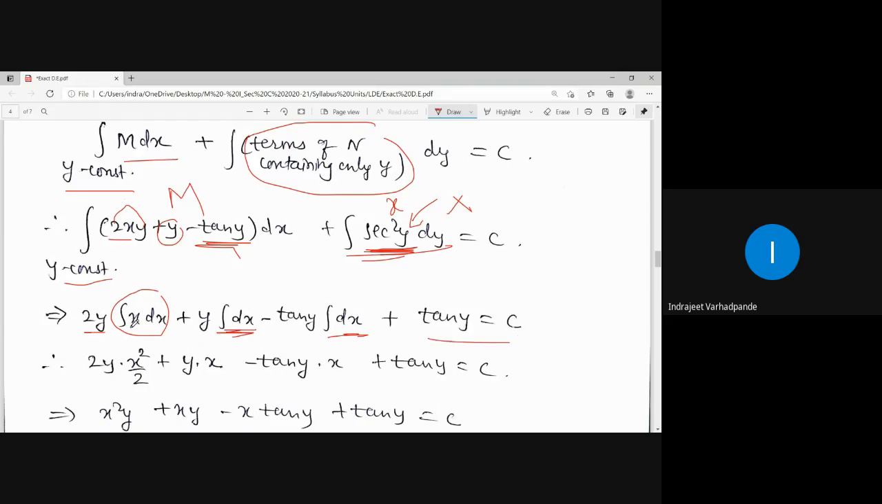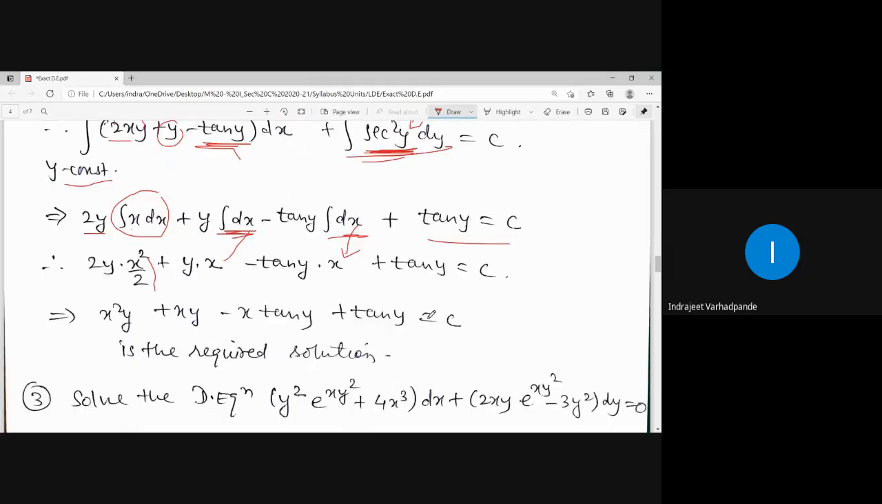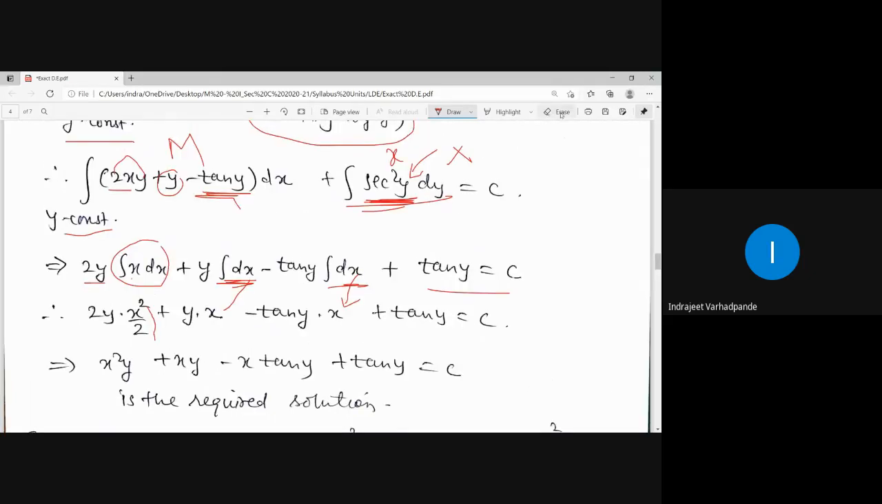What is the integration of x? x square by 2. What is the integration of dx? x. What is the integration of dx? x. And that is how the simplification is done. If anything is getting cancelled, you cancel it and write down the final answer. I hope the way of writing the solution is clear, and the process of integration for finding the correct answer. Is this point clear?